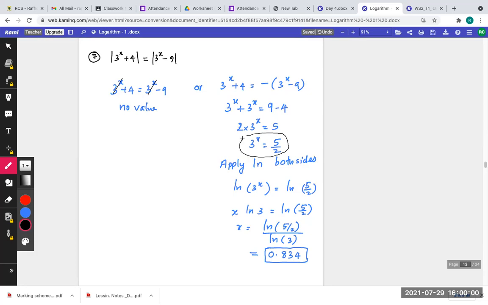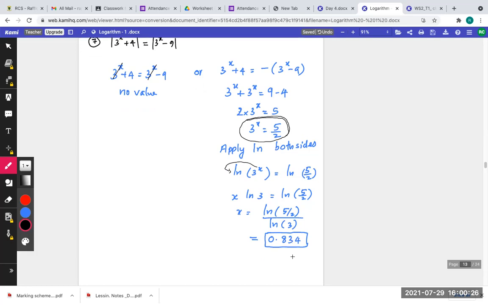Again, a simple exponential equation. Apply ln both sides, right? Ln of 3 power x is ln 5 by 2. Then move the power x in front. So x ln 3 equals ln 5 by 2. And then you get the answer 0.834. So eventually the method is the same. The only thing is first how you rearrange it. That matters.